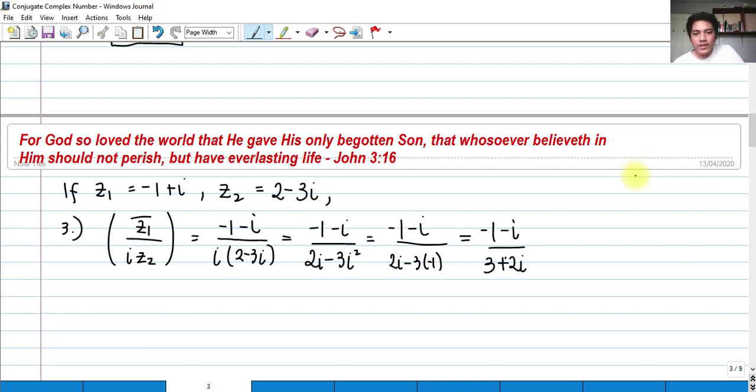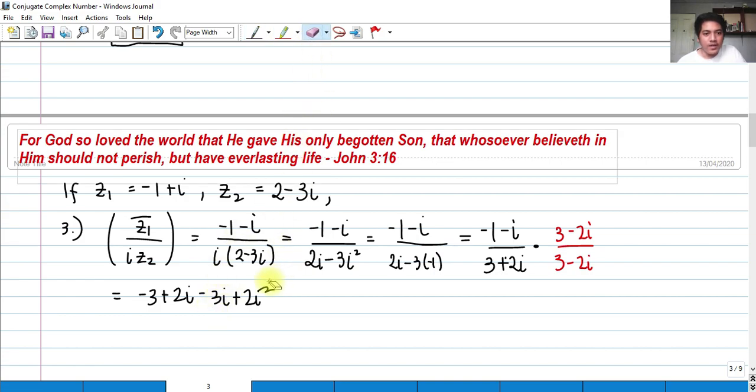Then we're going to evaluate this by multiplying it by the conjugate of the denominator, 3 minus 2i over 3 minus 2i. So, again, simple multiplication of fractions. So we have negative 3, that's the first. The outer is plus 2i. The inner is negative 3i. And the last one is positive 2i squared.